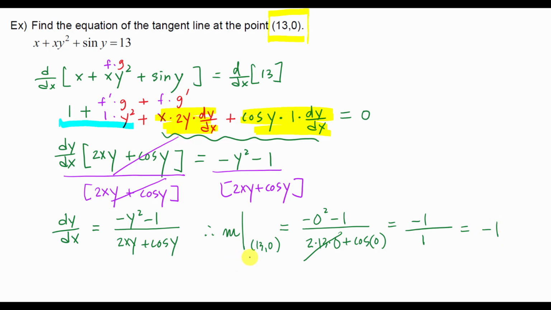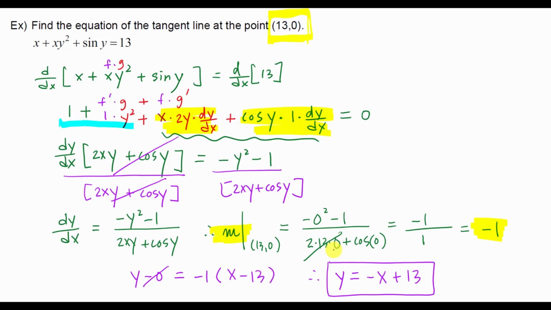So now you have a slope of negative 1 and you have a point (13, 0). You can finally write the equation of a line, and your equation of a line is y minus y1 equal m times (x minus 13). Well, this one is really simple enough. Let's just give a slope-intercept form of a line. So y equals negative x plus 13 is the equation of the tangent line at (13, 0).